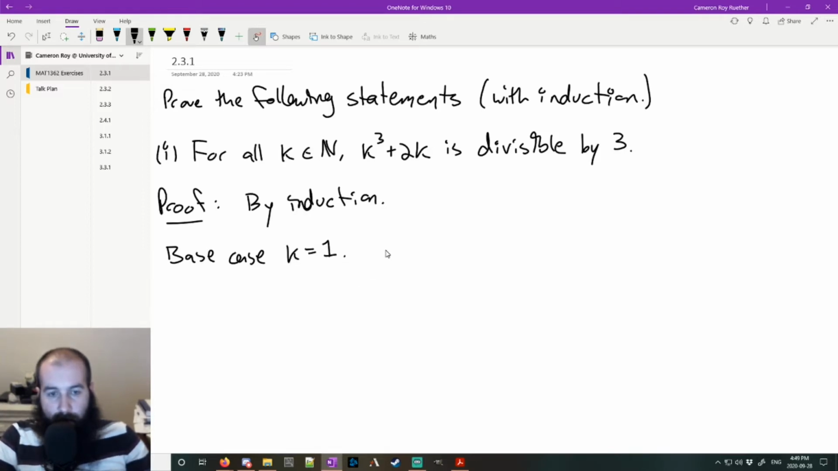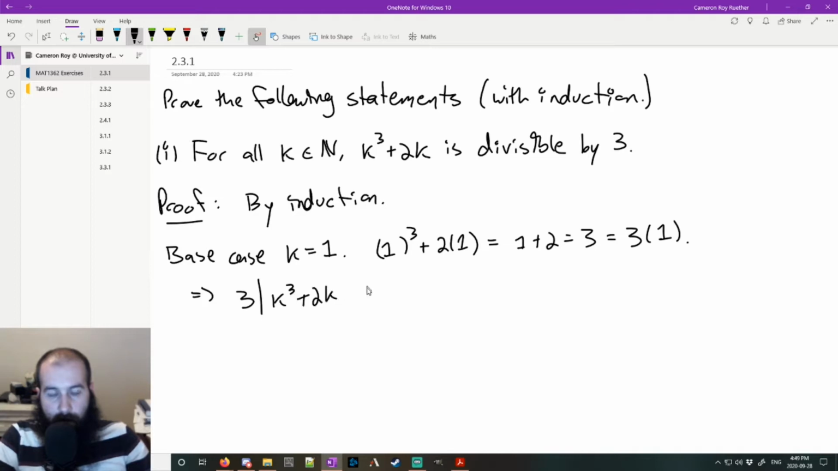Then all we have to say is look at our expression when k is equal to 1. This is 1 plus 2, which is 3, which we can write as 3 times 1. This means that it's a multiple of 3. So this implies that 3 does divide k cubed plus 2k when k equals 1.